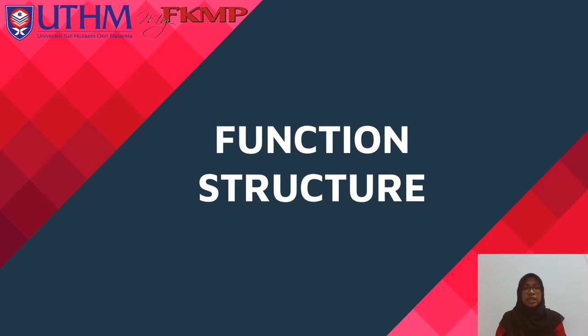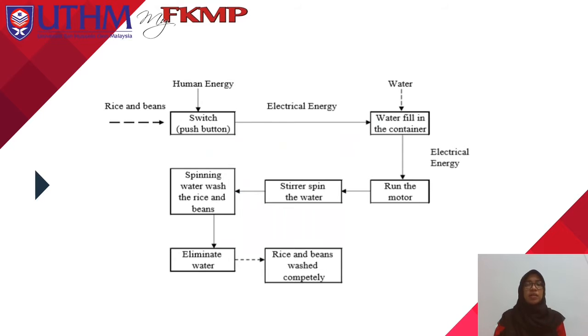Next, I will explain the function structure of our product. So how does our product work? Our product has two inputs, which are rice and beans, and also water. First of all, put the rice and beans in the container and mount the container on the grain washer base. Then press the switch button to operate the grain washer. Water will start to fill the container.